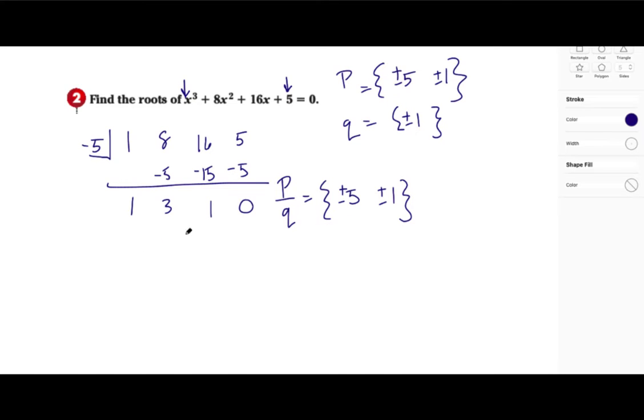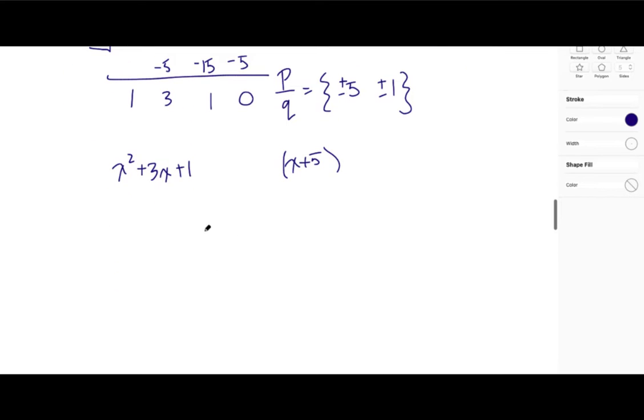So here we are. We know that -5 is a root. Therefore, x plus 5 is a factor. Though they didn't ask us to factor, I just like thinking about it that way. Then I'm going to write down this depressed equation: x squared plus 3x plus 1.